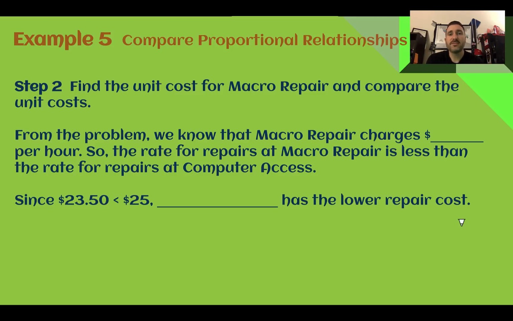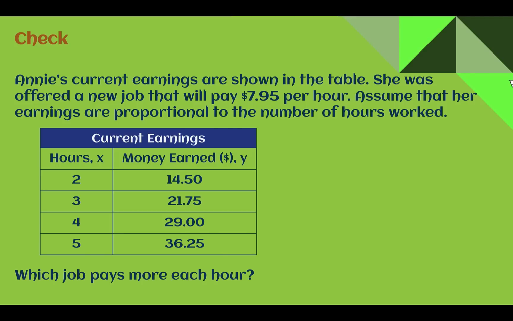If we want to find the unit cost for Macro Repair, it told us in the problem, as we showed on the original screen, they're charging $23.50 per hour. Now, how do they compare? Well, $23.50 is less than $25. So Macro was the less one. It has the lower repair cost. Check your understanding. Read through the situation and determine which job pays more each hour. Pause the video now and complete the check.